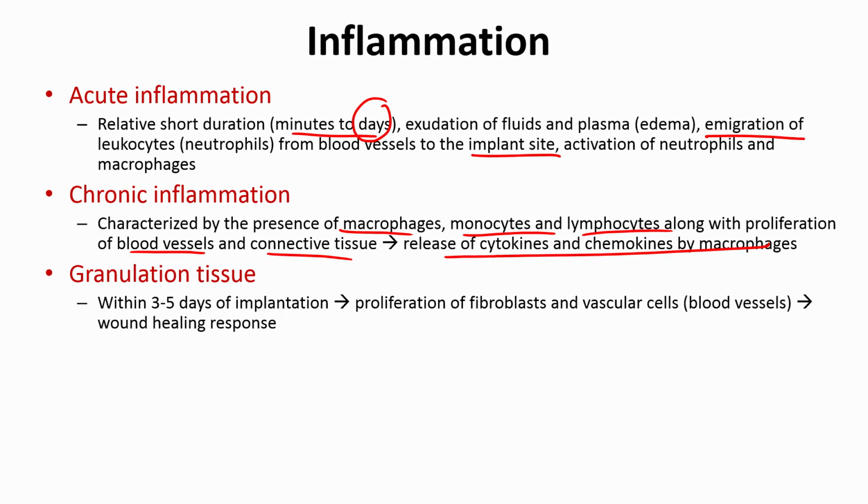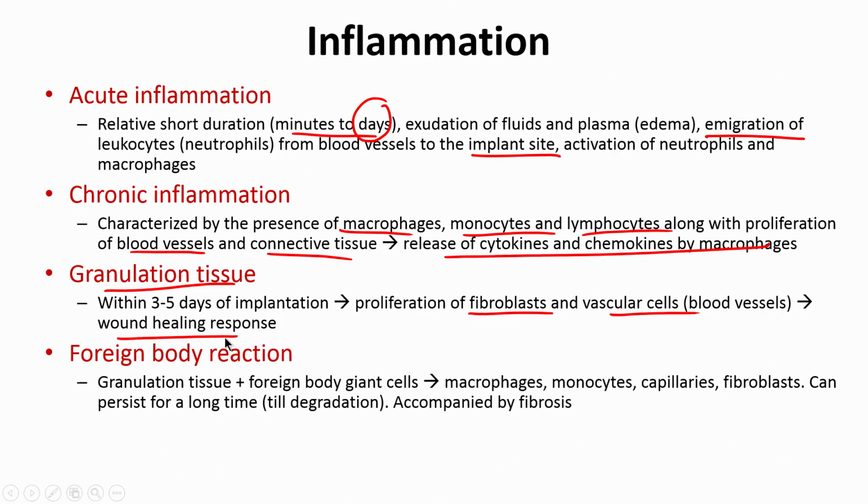If that chronic inflammation is also not doing anything, then after about 5 days you have granulation tissue being formed, and that means that the surrounding cells such as fibroblasts and vascular cells are forming a granulation tissue, essentially proliferating and filling up the site. It is a wound healing response.